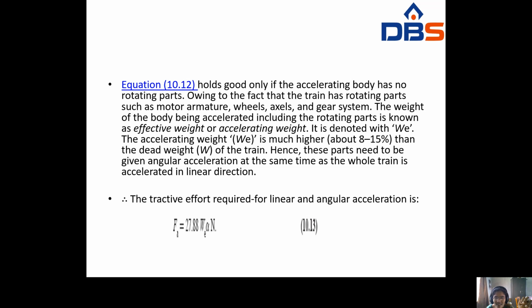The accelerating weight We is higher, about 8 to 15%, than the dead weight of the train. The actual dead weight is the weight without rotating parts. Hence these rotating parts need angular acceleration at the same time as the whole train is accelerated in linear motion. So the rotating parts get angular acceleration, while the whole train gets linear motion.